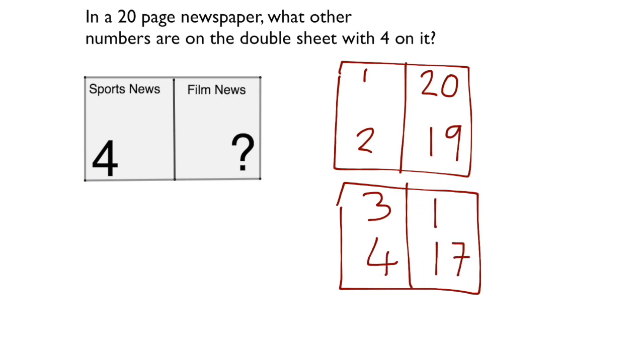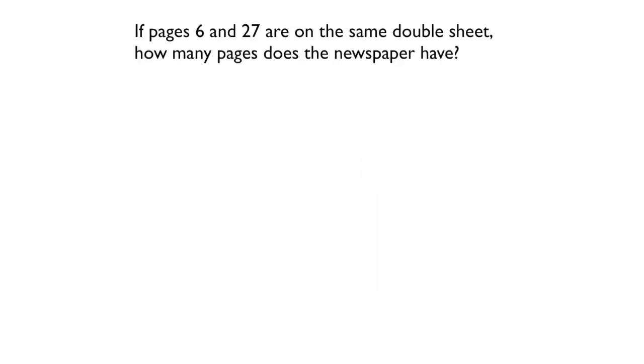So you can see opposite the even number will be the odd number, and opposite the odd will be the even. Okay, and the last question is a little bit similar, but rather than working out what numbers are on the page, we're going to have to work out the total of all the pages in the newspaper. So the opposite. Okay, so we are told that pages 6 and 27 are opposite each other. So that will look a bit like this. There's the fold, 6 will be there, 27 will be there on that particular sheet.